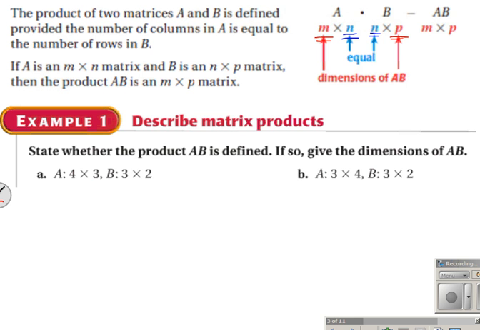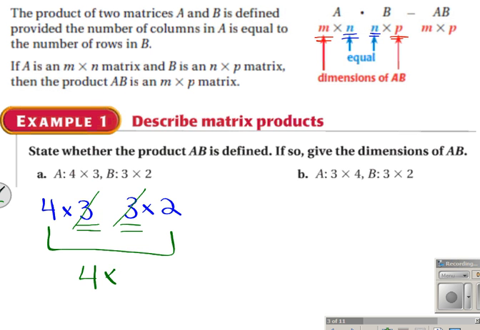Okay? So looking at example 1, it says, state whether the product AB is defined. If so, give the dimensions. So I'm going to start by rewriting the dimensions. Matrix A is a 4 by 3, and matrix B is a 3 by 2. So what I need to check is, are the columns from matrix A equal to the rows from matrix B? In this instance, yes, so we can multiply these two matrices together, and the resulting dimensions will be 4 by 2.